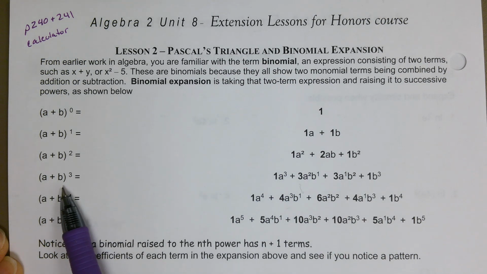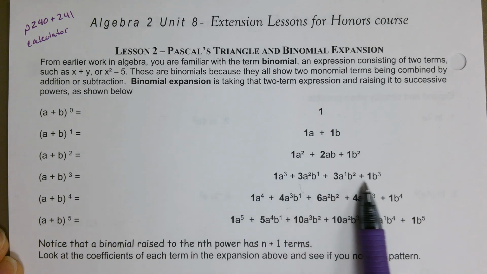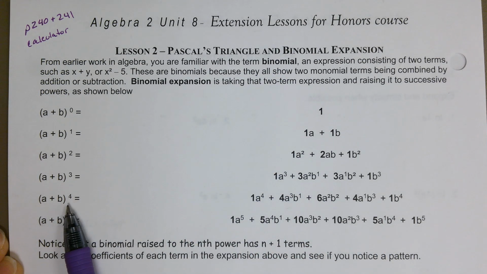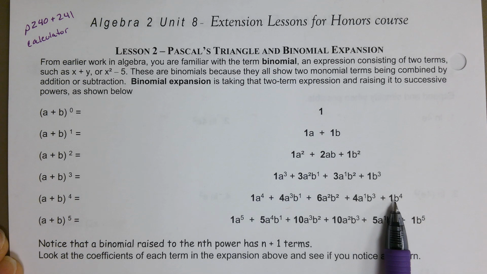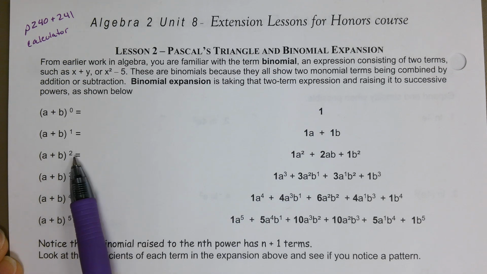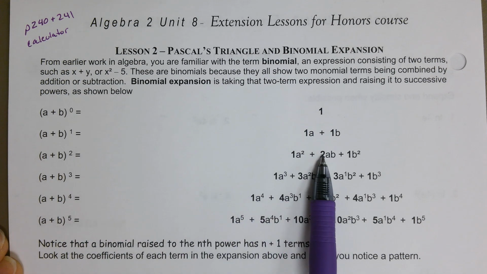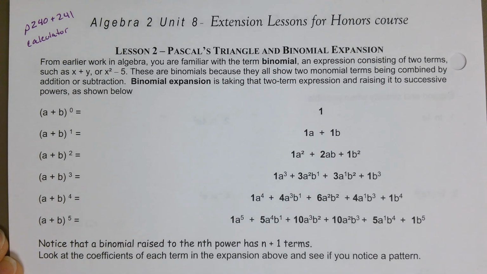A plus b raised to the power of 3 results in these 4 terms. And continuing on, a plus b to the power of 4, these 5 terms. A plus b to the power of 5, 6 terms. Notice that a binomial raised to an nth power has n plus 1 terms. Our binomial raised to the power of 2 had 3 terms. Raised to the power of 3, 4 terms, and so on.